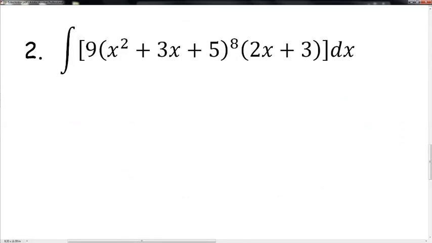All right, find the antiderivative of 9 times the quantity x squared plus 3x plus 5, all raised to the 8th, times the quantity 2x plus 3.